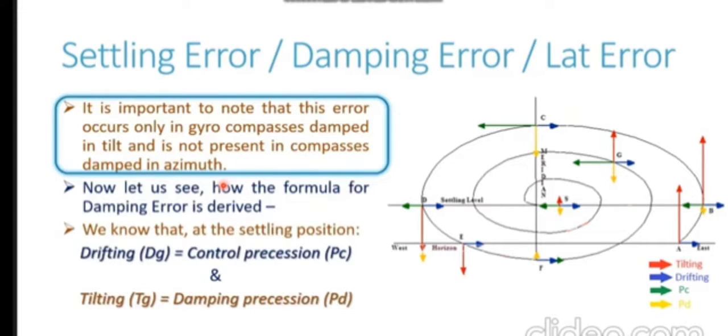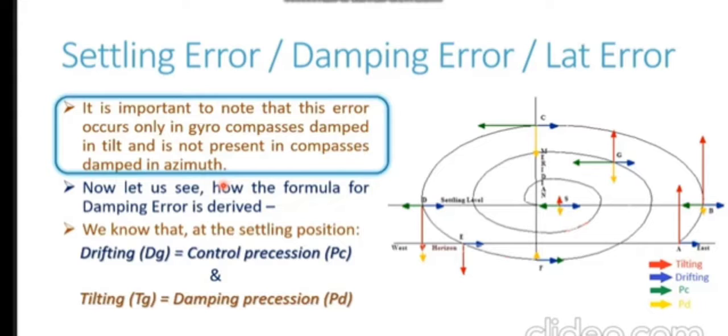Keep this in mind. This fact is used in the numerical sometimes. When they provide you a numerical, they mention to you whether the compass is damped in tilt or damped in azimuth. And accordingly, we have to see whether the settling error will be present in that compass, damping error will be present in that compass or not.